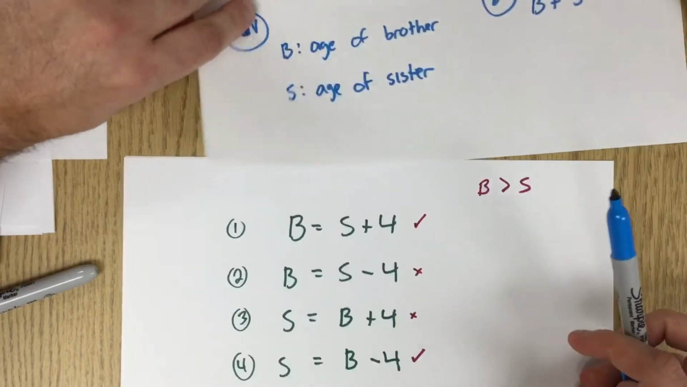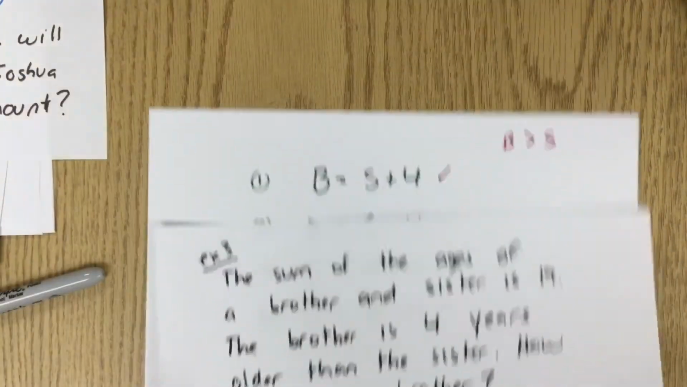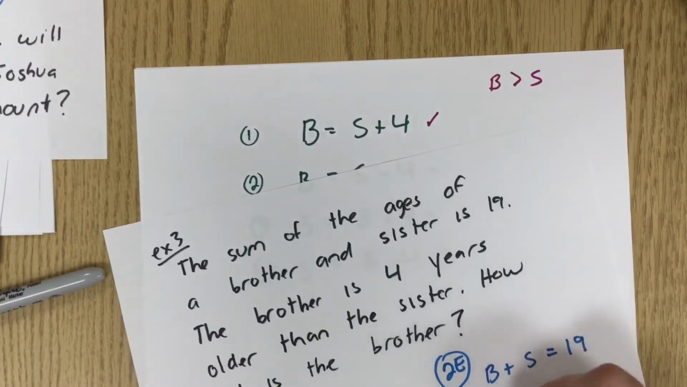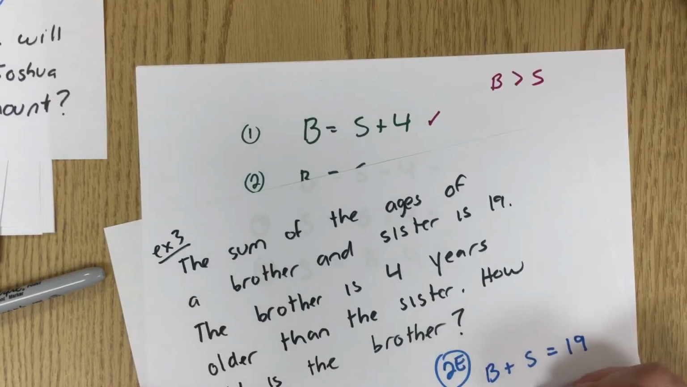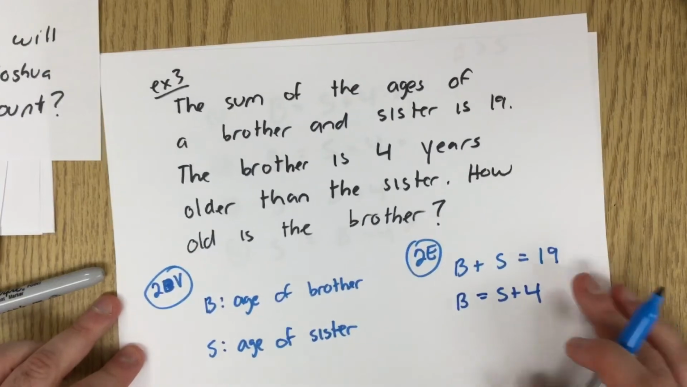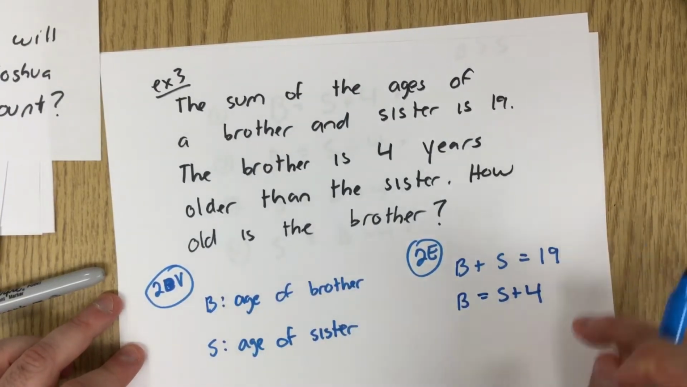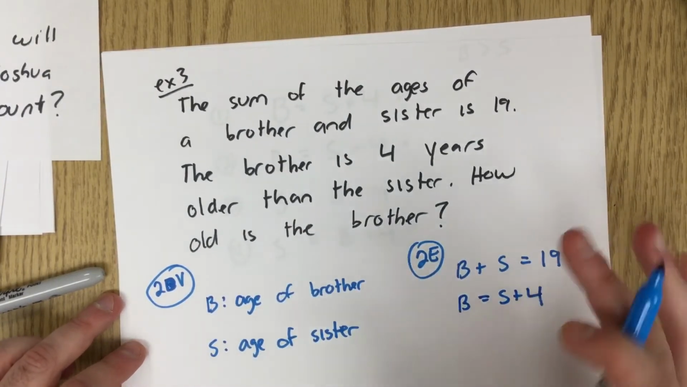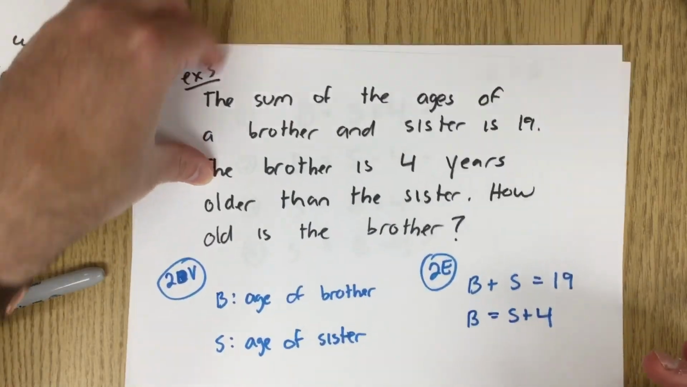So going back to this one over here, I will pick the first one. B plus S equals 19, and B equals, brother is sister plus 4. And there we have two variables defined and 2 equations. And then we would solve and get the answer.